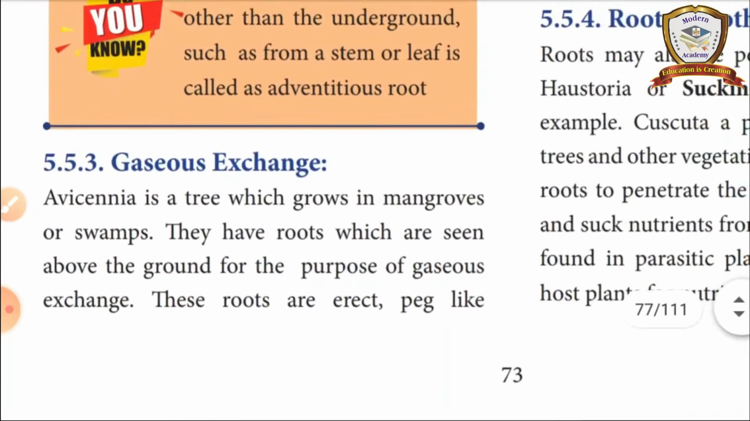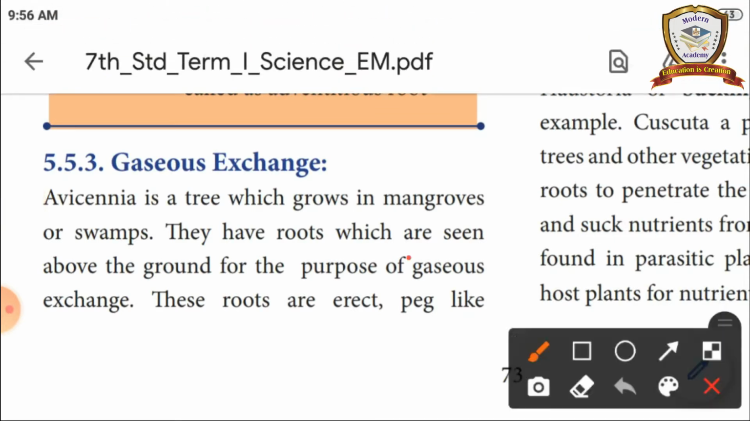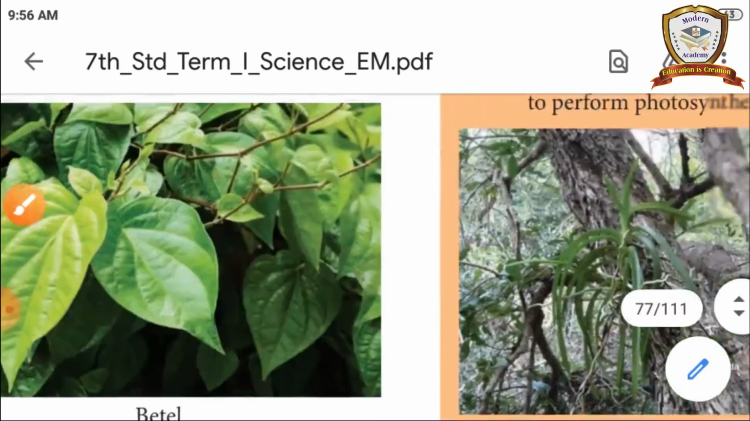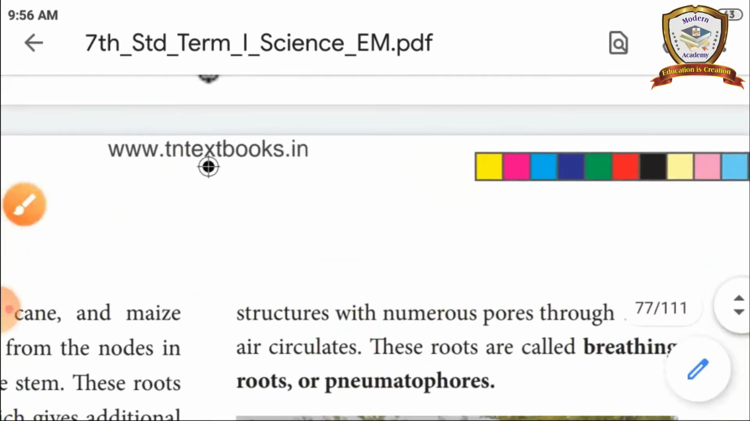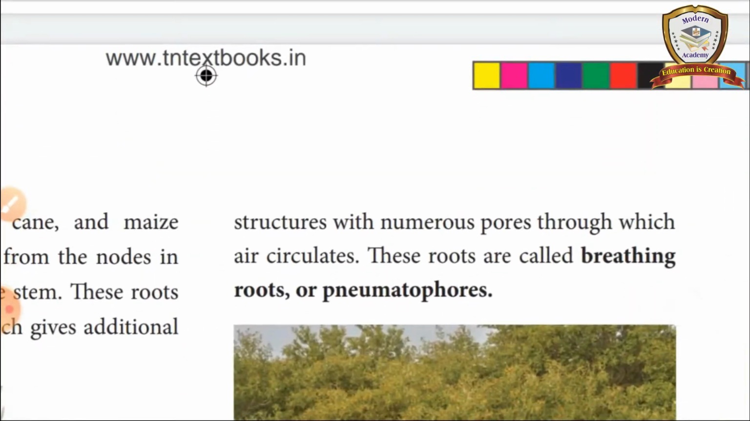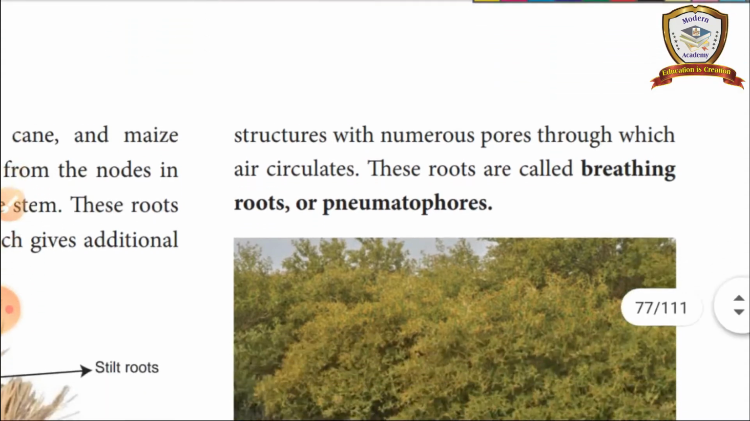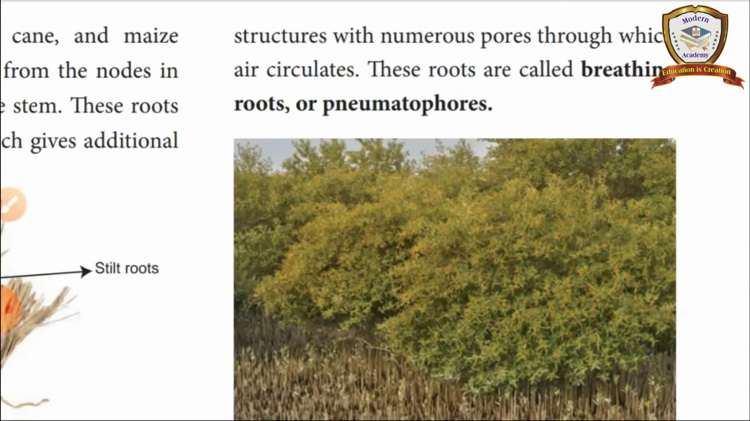Next one, gaseous exchange. Avicennia is a tree which grows in mangroves or swamps. They have roots which are above the ground for the purpose of gaseous exchange. These roots are erect, peg-like structures with numerous pores through which air circulates. These roots are called breathing roots or pneumatophores. So in this tree there are many roots, and many holes for gaseous exchange.